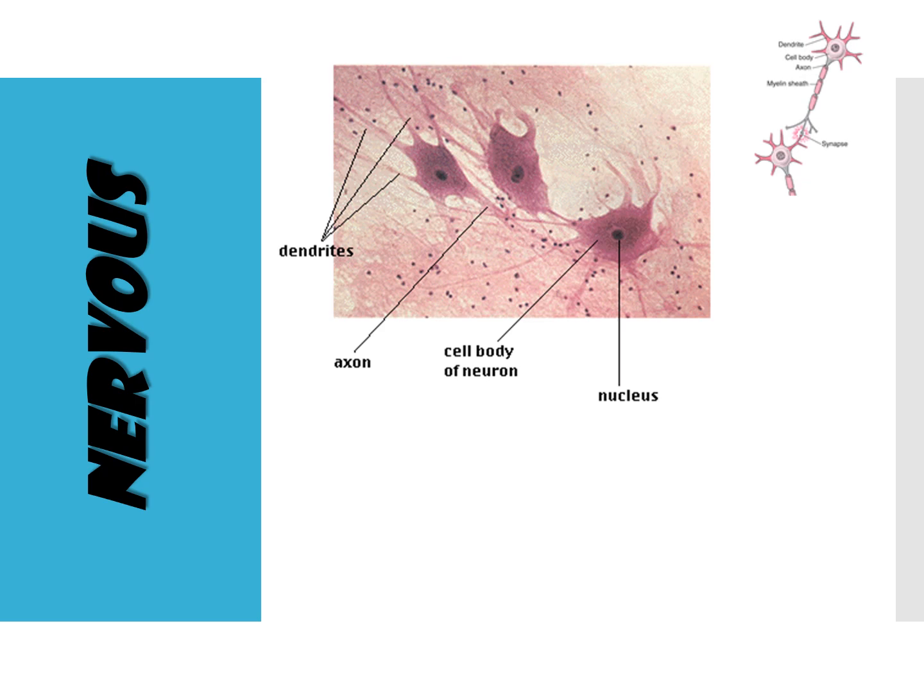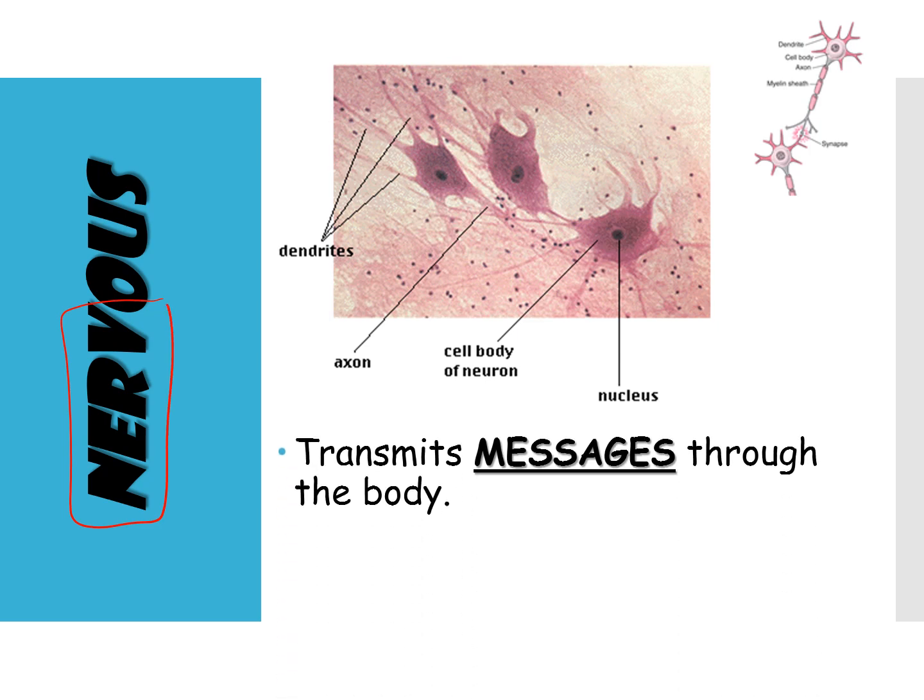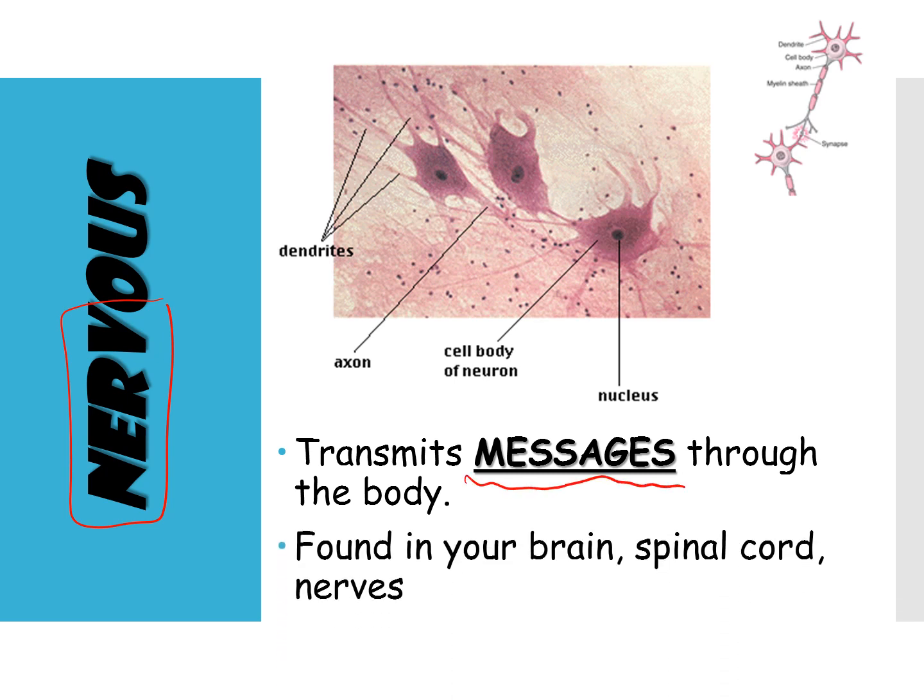The last kind of animal tissue is nervous tissue. So nervous tissue is found in your nervous system, all the parts that make up your nervous system. So its main job is to transmit messages through the body. So it's found in your brain, your spinal cord, your nerves. It's also found a lot in your sense organs. Eyes, ears, skin, tongue.